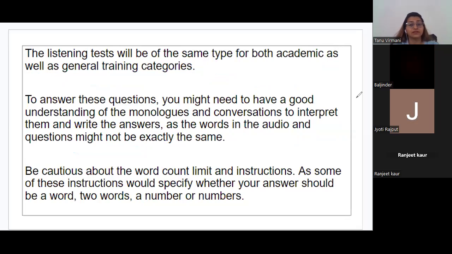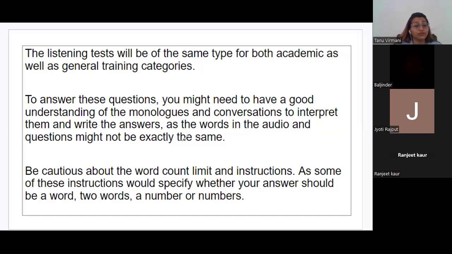Now the listening test is the same for both academic and general categories. It is not different for general candidates or academic. Now to answer these questions, you need a good understanding of monologues and conversations. Monologue means when only one person is talking. Suppose if I am talking, it's a monologue. If you and I are both here and we are talking, that means we are in a conversation, right? So sections 1, 2, 3 and 4 are divided into these monologues and conversations.